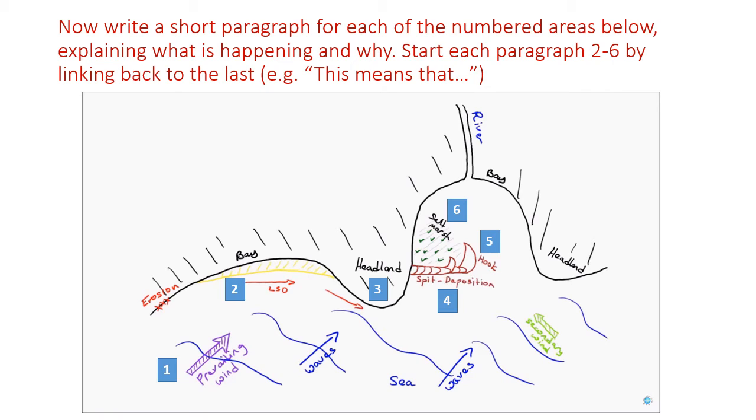So pause now, add the numbers on, and write a sentence or two, a short paragraph for each number based on what you can remember. And if you need to, go back to the video, re-watch bits to check that you understand it. Pause the video now.